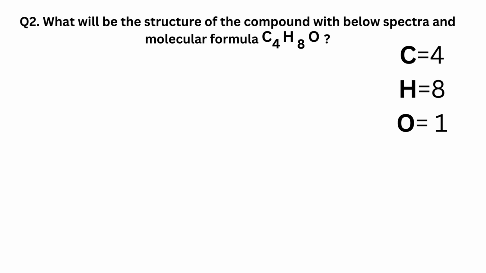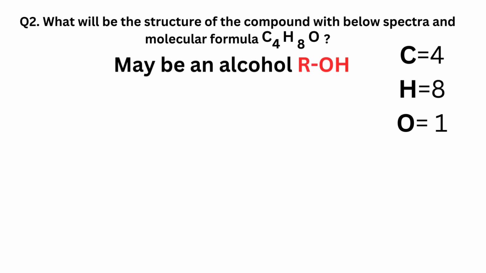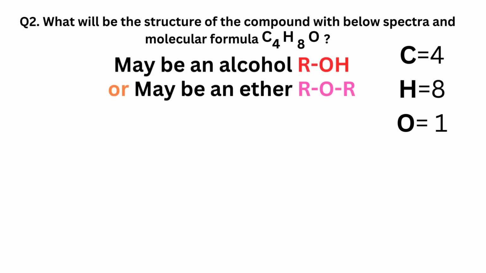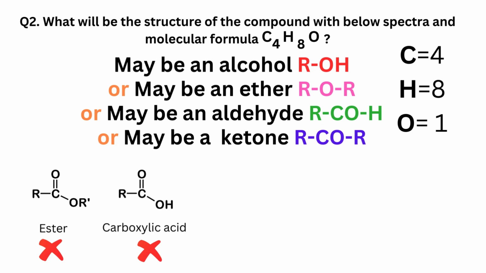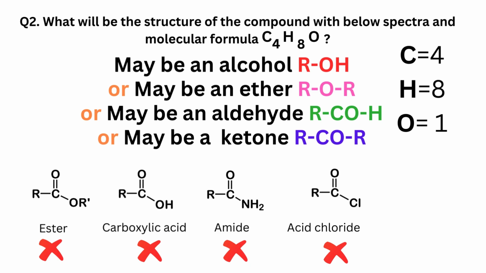With this combination of carbons, hydrogens, and only 1 oxygen, we just have 4 choices. Maybe it is an alcohol, or maybe it is an ether, or maybe an aldehyde or ketone, because acids and esters contain 2 oxygens, amides will have nitrogen, acid chlorides will have chlorine, and anhydrides will have 3 oxygens.